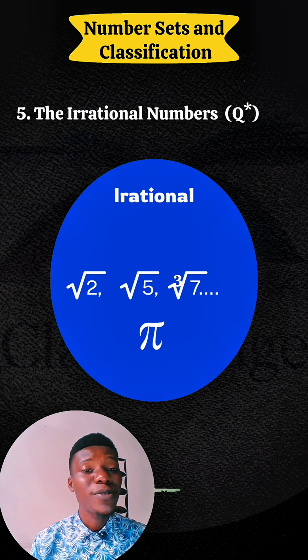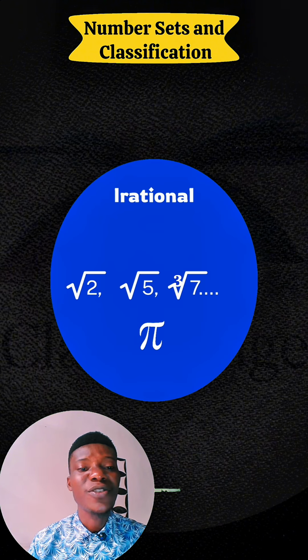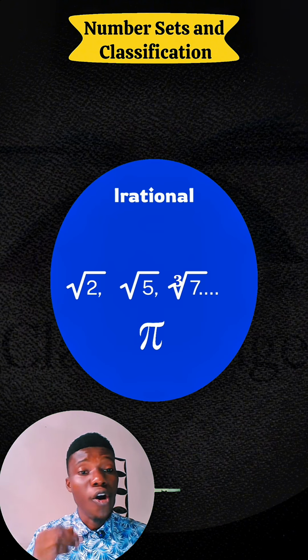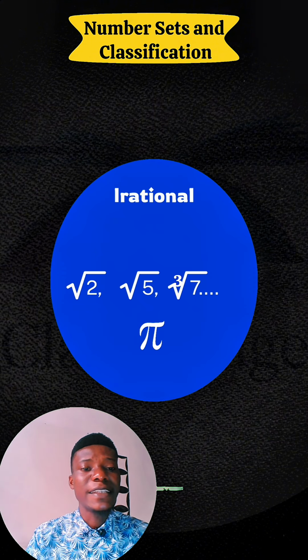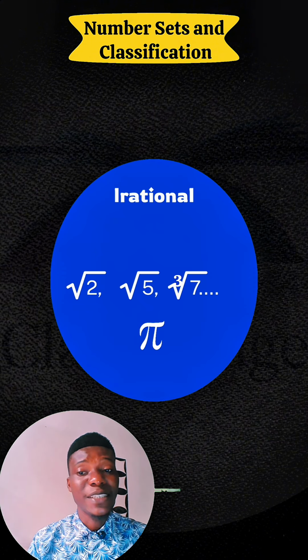Examples are the square root of 2, the square root of 3. In fact, any number under a square root that cannot be simplified further is an irrational number. Also, any number under a cube root that cannot be simplified further is an irrational number. Another beautiful example is pi, and the exponential. They are decimals that cannot be terminated.